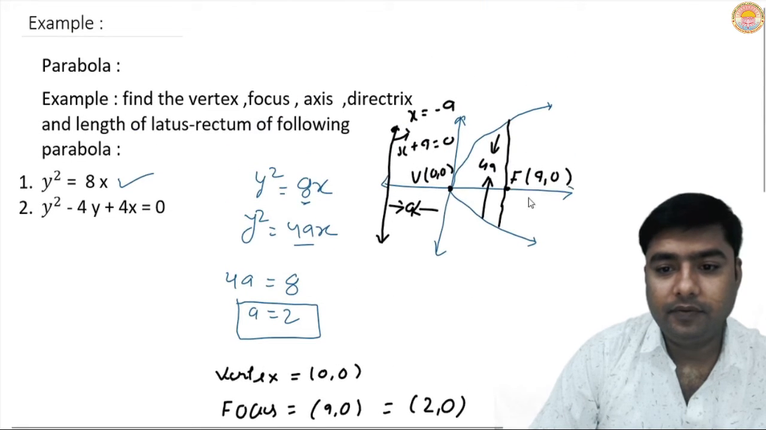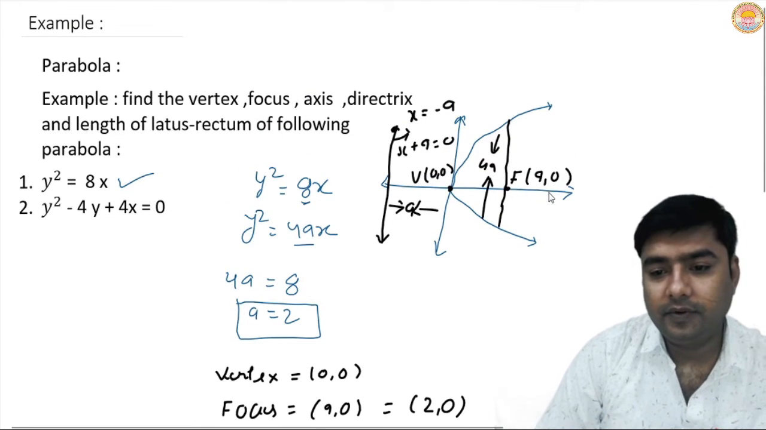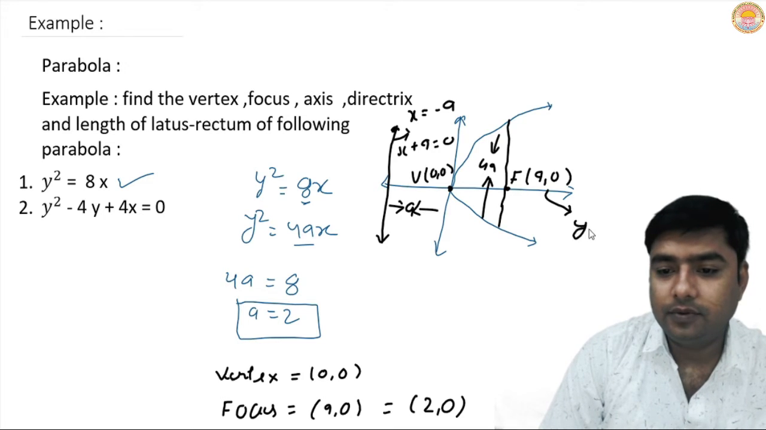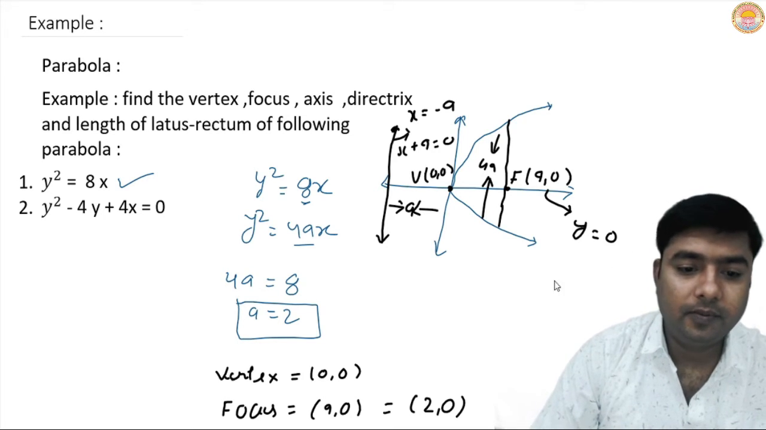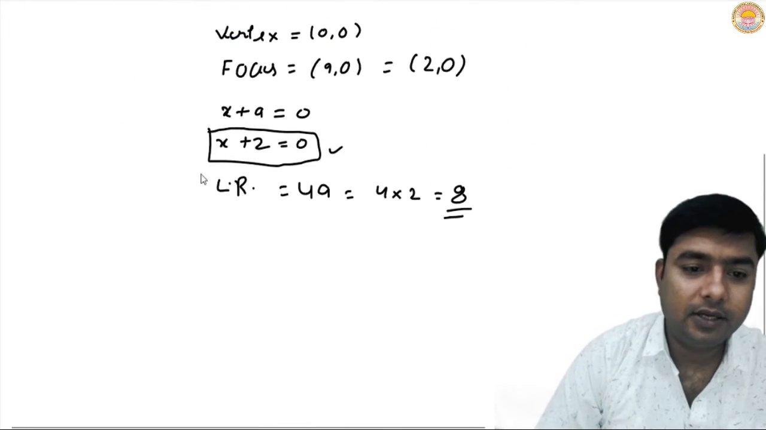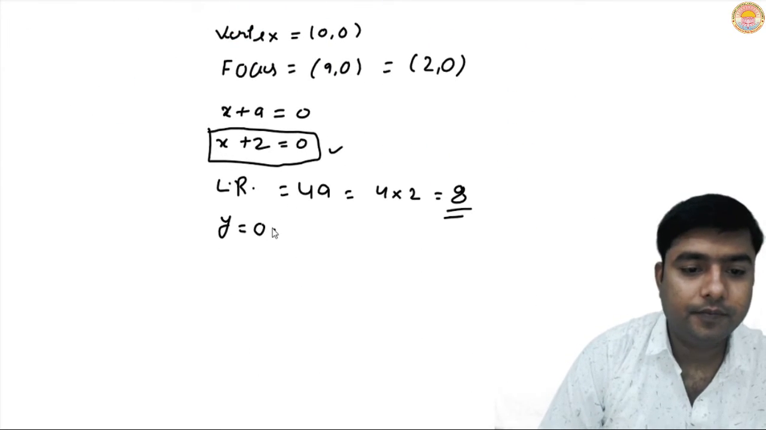Now the equation of axis. This is the x-axis, so the equation of axis is y equals 0. That's why in this problem the equation of axis is y equals 0.